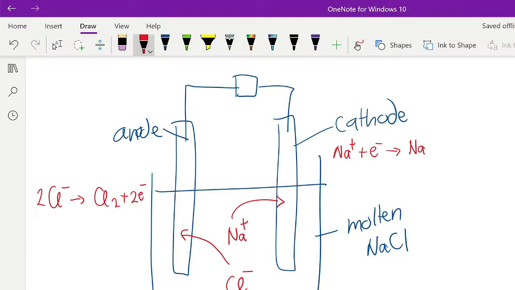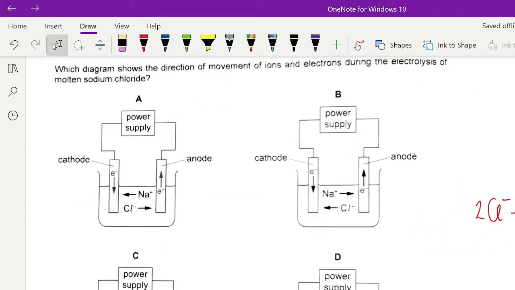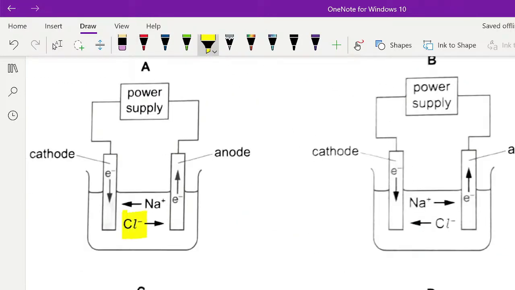Alright, so the electron is produced on the anode because this here, electron is produced here. So the flow of electron will go from anode to cathode. This is the flow of the electron. And the flow of the ions, cation goes to cathode, anion goes to anode. So we go back here. Chloride goes to anode, that is correct. Sodium goes to cathode, that's correct. And electron is being released at the anode. So A is the answer.